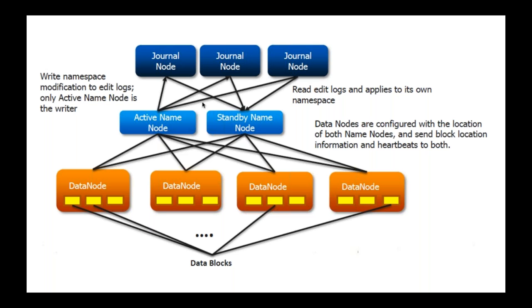What is the network file system? Of course, name nodes are hosted on independent systems in a different environment or different data centers. You have got two name nodes. One name node is on one hardware computer. The other one is on another hardware computer.